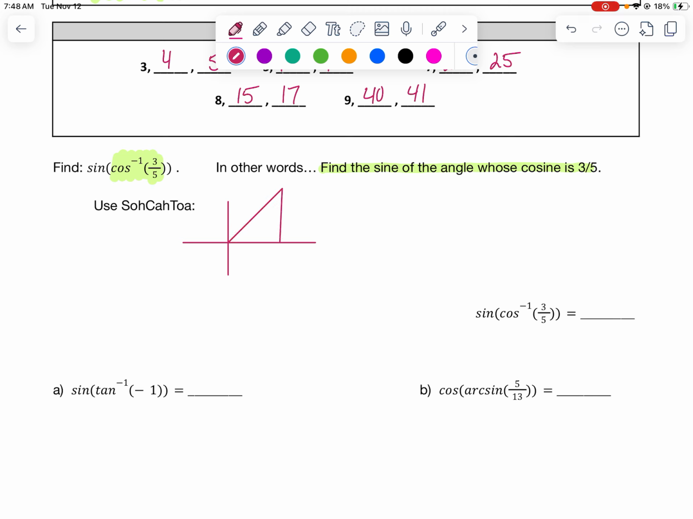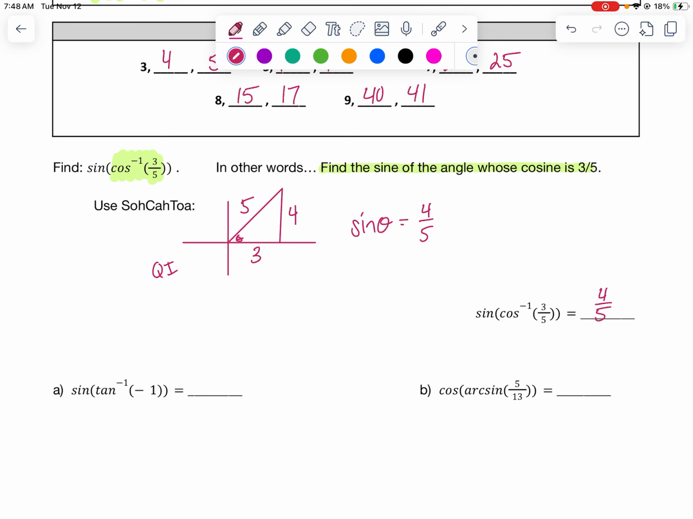So there's my triangle. Let's say that this is my theta. So then cosine is 3/5, and that gives me my 4. That takes away this part, so all I'm doing is just evaluating sine of theta, and that gives me 4/5. So your answer is going to be 4/5. And again, we are in quadrant 1.